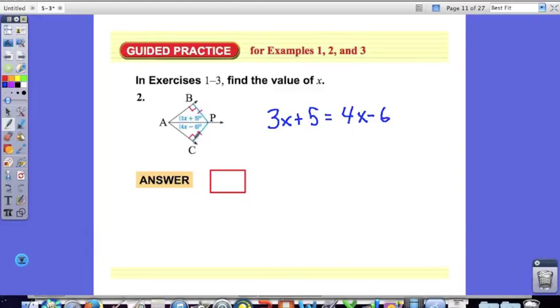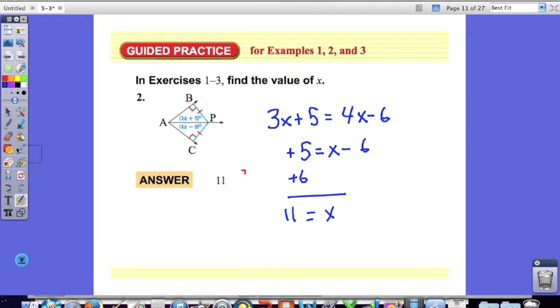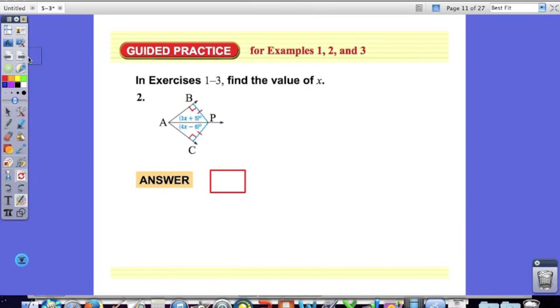You can see that because angle C and angle B are both marked as 90-degree angles, and the length of PB is congruent to PC. So 5 equals x minus 6. That should be plus 5. I add 6 to both sides, and I get x equals 11. And you can see that that's the answer.